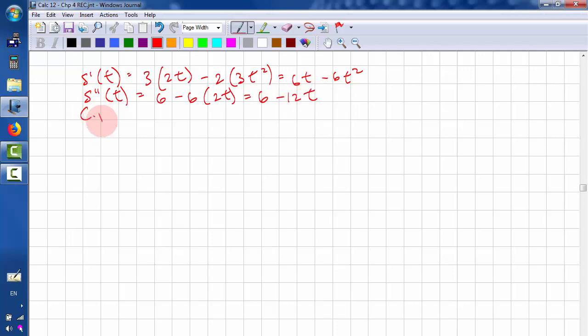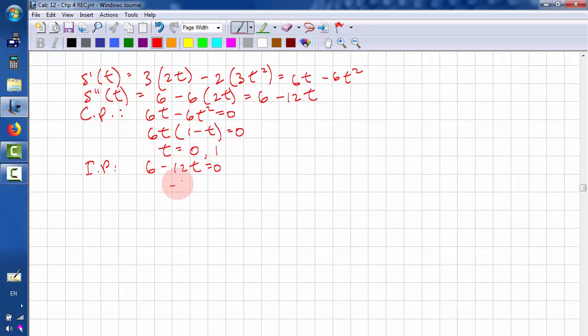Okay, now we find our critical points. We have 6t minus 6t squared equals 0. We factor out a 6t and we get 1 minus t equals 0. T equals 0 and 1. We find our inflection points. 6 minus 12t equals 0. Negative 12t equals negative 6. T equals 1/2.